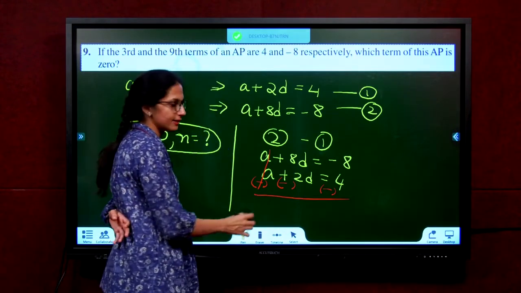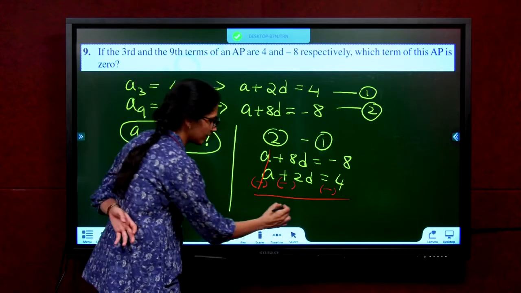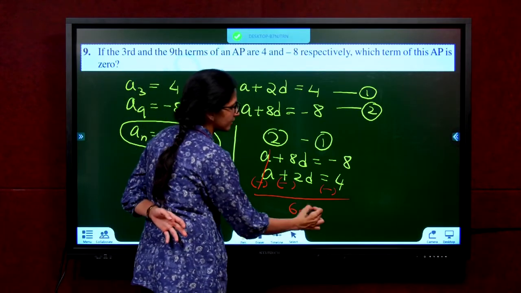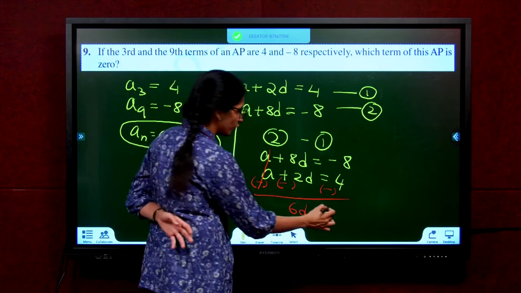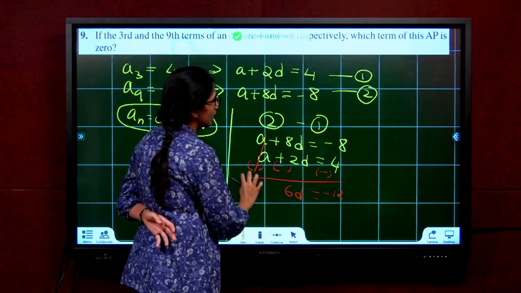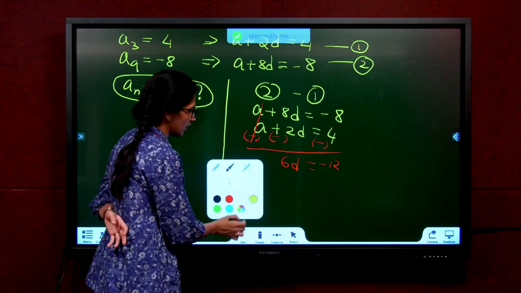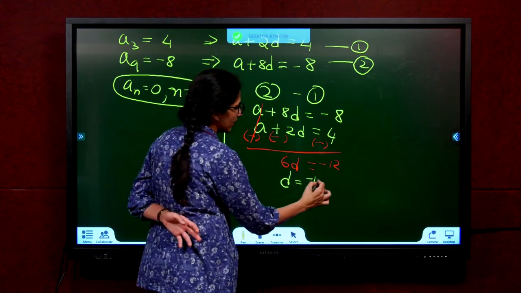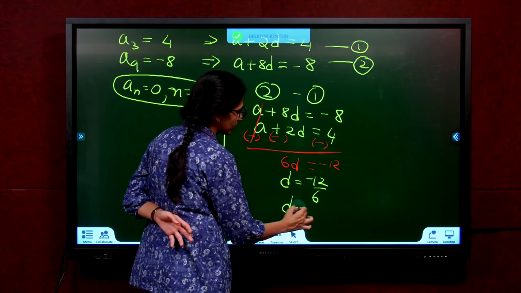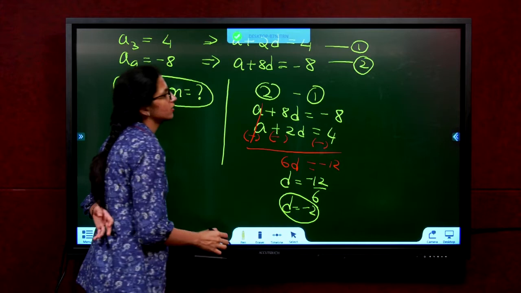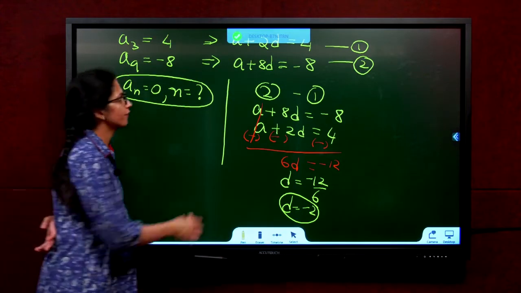A minus A cancels. 8 minus 2D, 6D is equal to minus 8 minus 4, minus 12. Careful. D is equal to minus 12 by 6. D is equal to minus 2. I got the value of D. I also need the value of A.